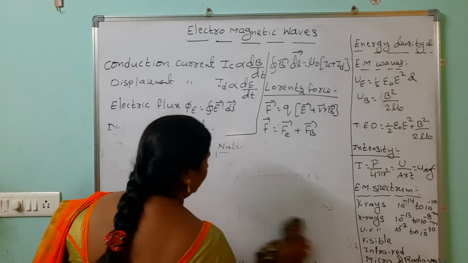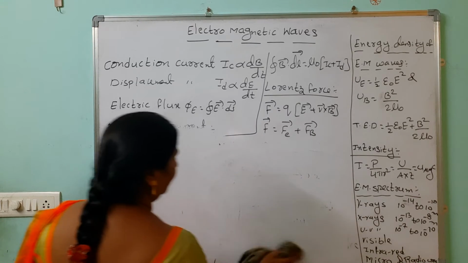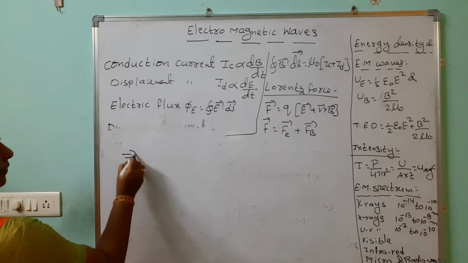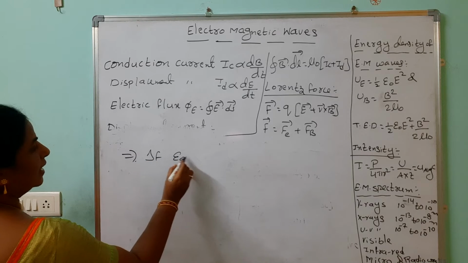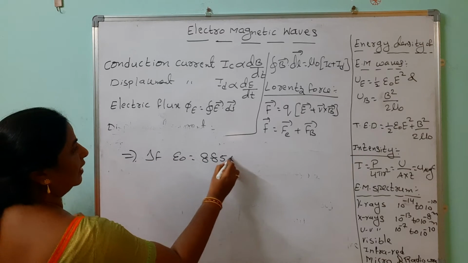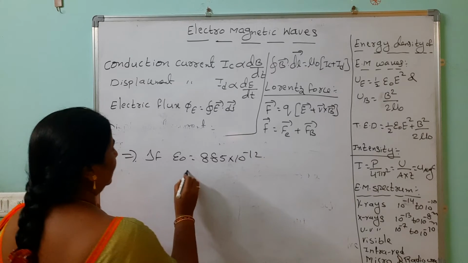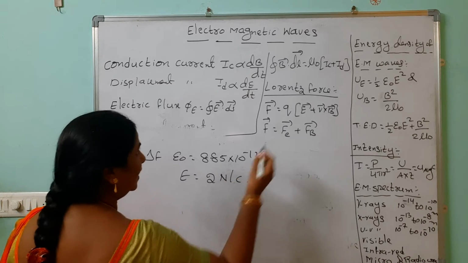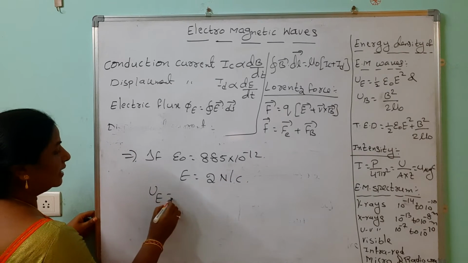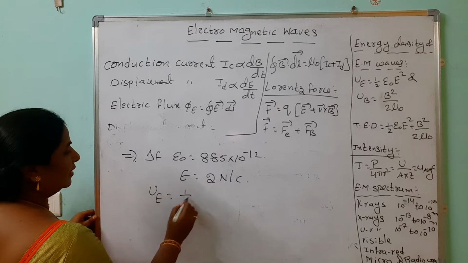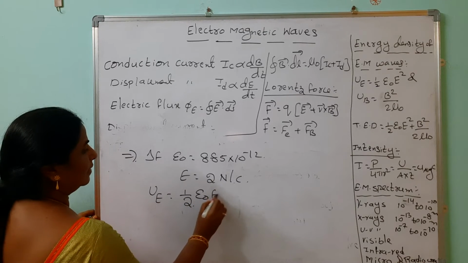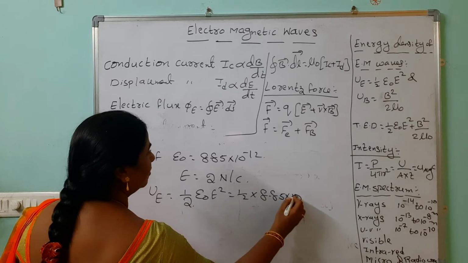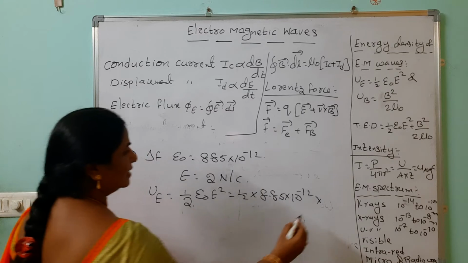See, look here, we have to find the energy density due to the electric field. If you remember, epsilon naught value is 8.85 into 10 to the power of minus 12. The intensity is 2 Newton per coulomb. Then how to find the energy density due to the electric field? Half into epsilon naught into E square. So half into 8.85 into 10 to the power of minus 12 into E square, which is 4.